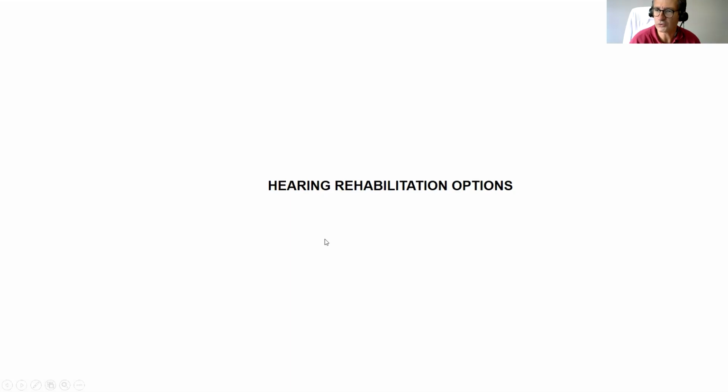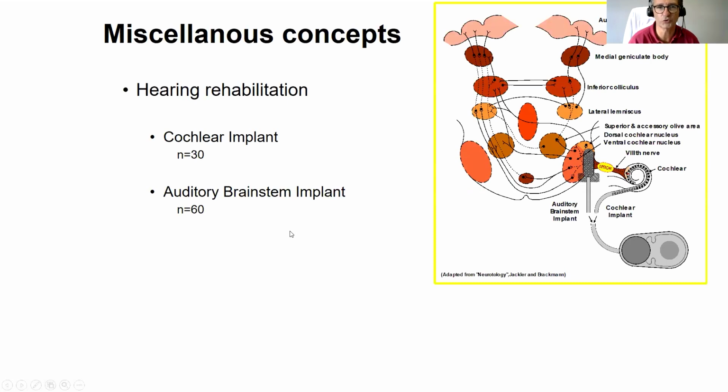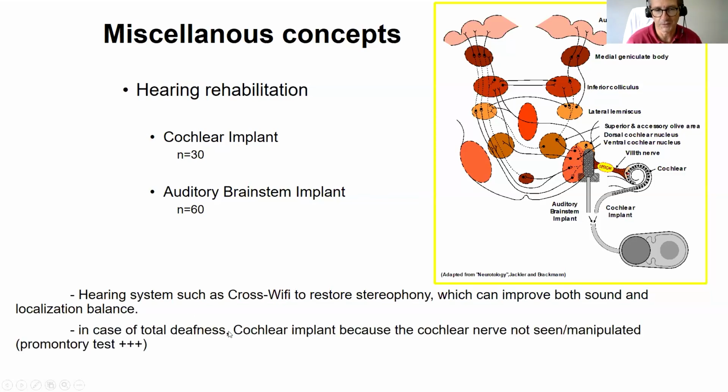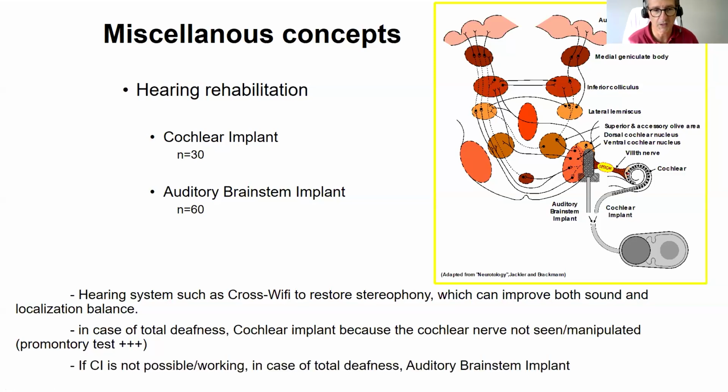Hearing rehabilitation, I will not go in details because there was a masterclass on hearing rehabilitation, just to know that even if the patient is deaf, we can have hearing rehabilitation with cochlear implant or auditory brainstem implant. So in case of total deafness, we are performing promontory tests to predict, and if it's positive, we know that the cochlear implant will be very efficient. And if it's not possible, there is auditory brainstem implant.